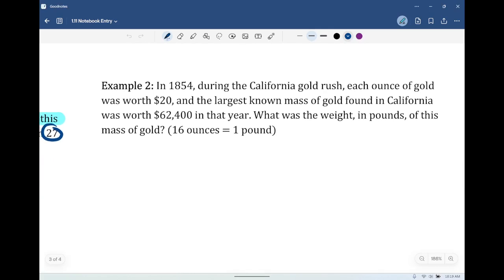All right, example 2. Who can read example 2 nice and loud, please? Kyrell, really loud. In 1854, during the California Gold Rush, each ounce of gold was worth $20, and the largest known mass of gold found in California was worth $62,400. In that year, what was the weight in pounds of this mass of gold?